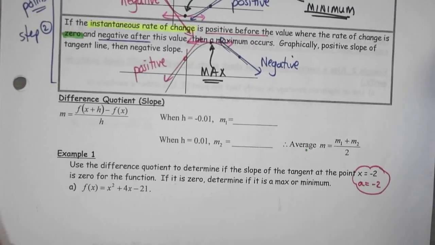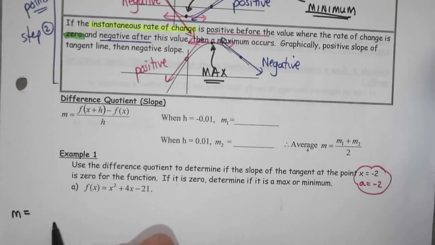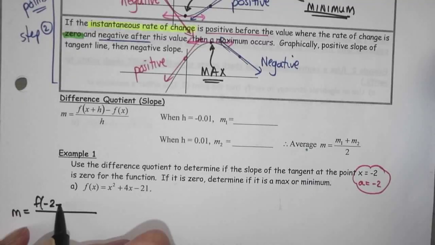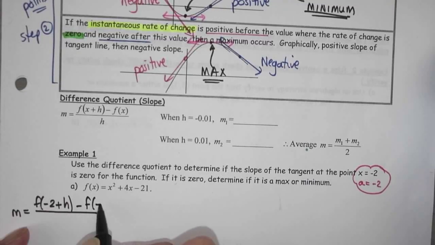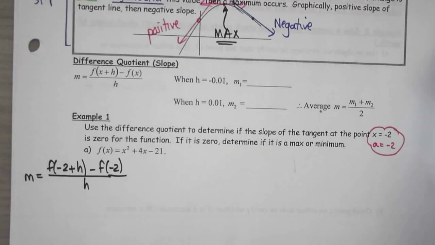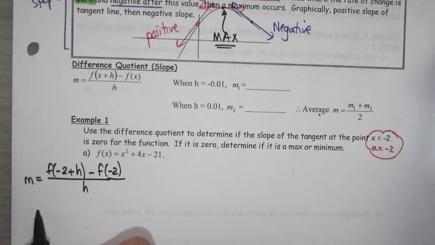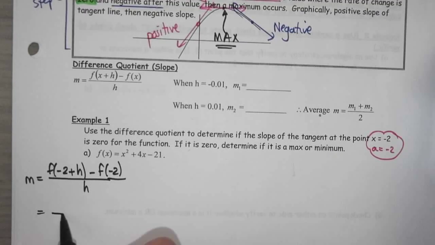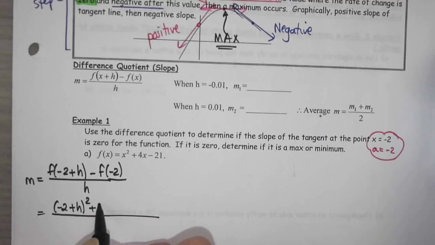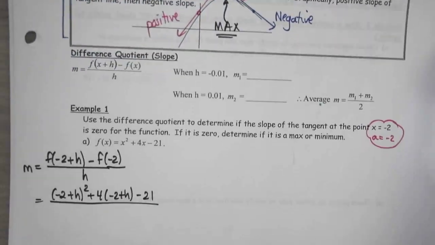Okay, and we're going to do our formula. So again, let's go here on the left side. So m equals f at -2 plus h minus f at -2, all over h. Okay, let's plug it into this beautiful formula here, and we've got -2 plus h squared, 4 times -2 plus h, minus 21. That's the first one.